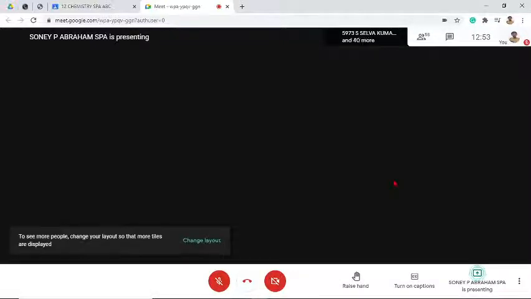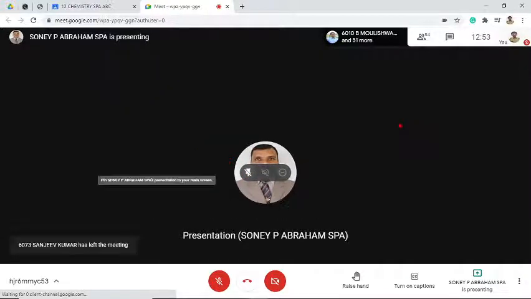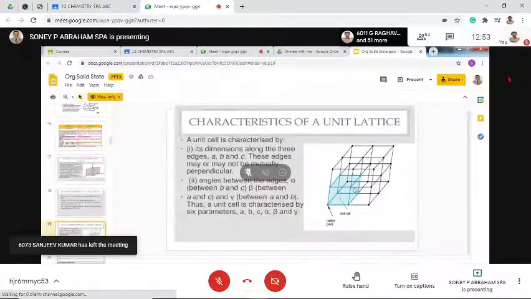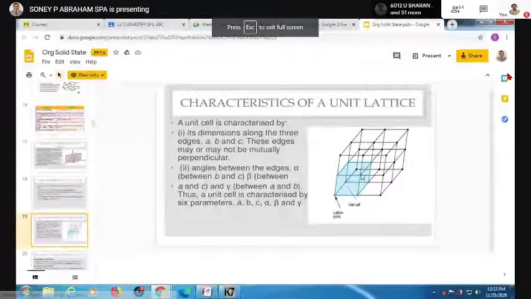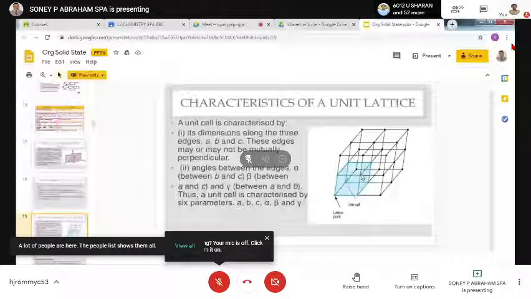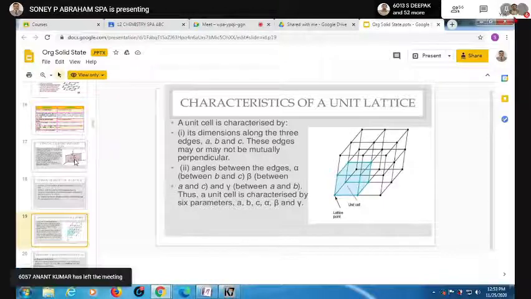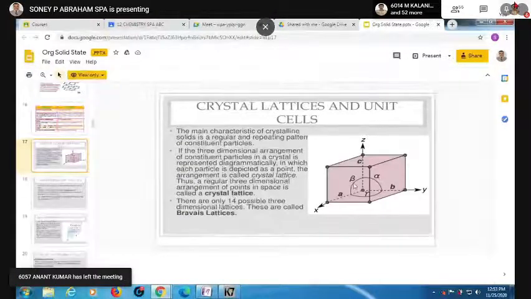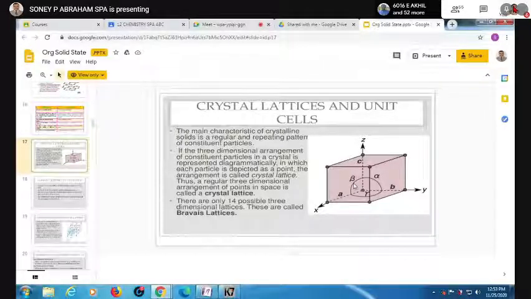If you are taking this cube, how many small cubes are there in this cube? Eight. Yes, eight cubes. I can say that this bigger cube is made of eight small units, and each of the small eight cubes is called a unit cell. Each small unit is known as a unit cell. A single unit from those eight cubes is what we call a unit cell.